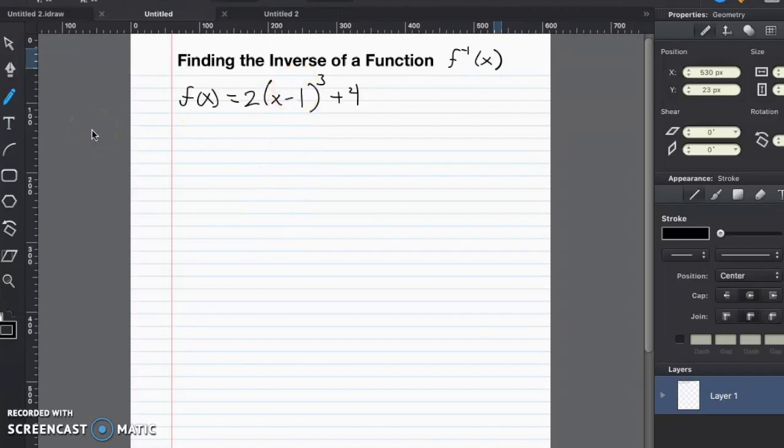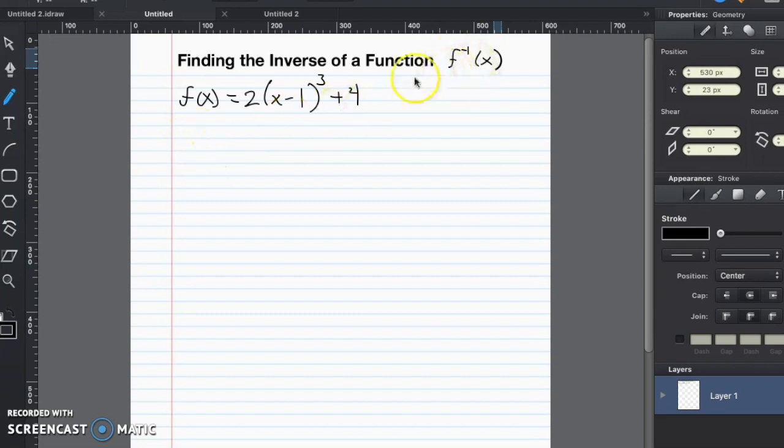This time we're going to talk about finding the inverse of a function. So what we're doing is finding an inverse. We're going to take a function, and we're going to find what function would be the reflection of that function over the y equals x graph. Sounds kind of confusing, but it's not bad once you actually look at it. What does that mean practically in algebraic terms?